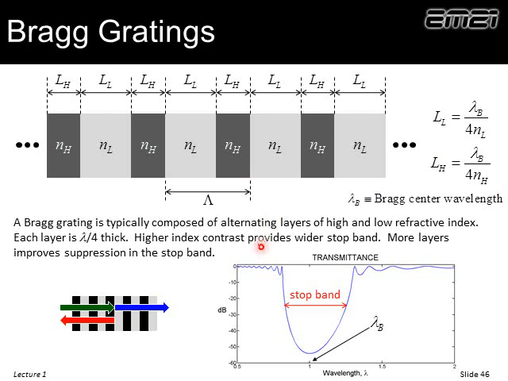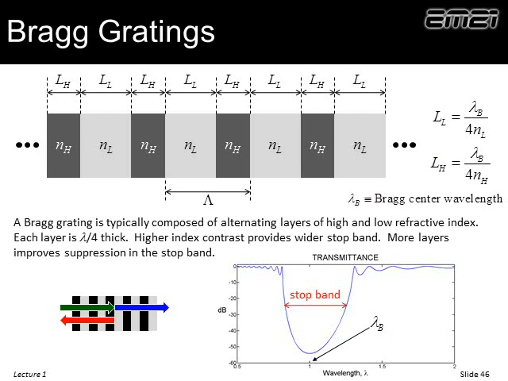And what we get from a Bragg grating is a stop band. We have high transmission outside the stop band, but within the stop band we get a rather deep band of suppression where the wave is being mostly reflected. The higher the contrast, the wider the stop band. The more layers we have, we could have thousands of layers in a Bragg grating, the deeper the stop band. And the thicknesses determine the position of the stop band.